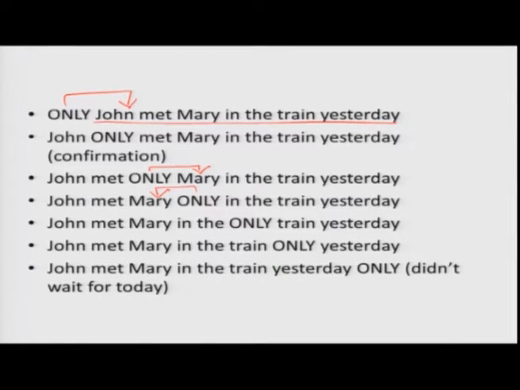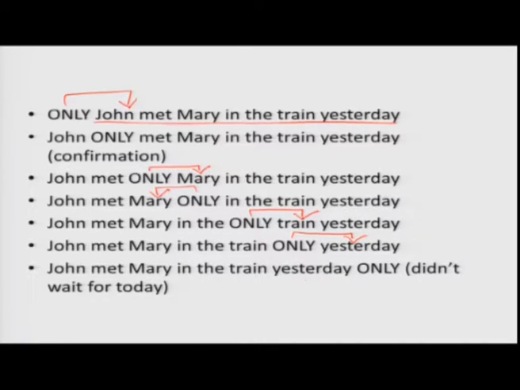Then look at this sentence: John met Mary in the only train yesterday. Here only is modifying train. So, there was only one train. That is what you are referring to here. John met Mary in the train only yesterday. So, this is modifying yesterday. It has not been quite a long time. So, they met only yesterday.